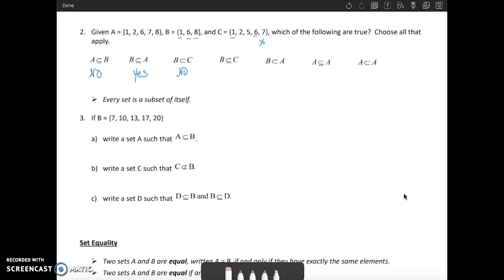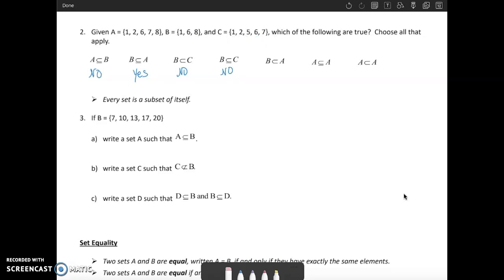B is not a proper subset, and it's also not just a subset. So I can say no again on this fourth one because I just showed that all the elements in B are not also in C. So that one I kind of got for free there.